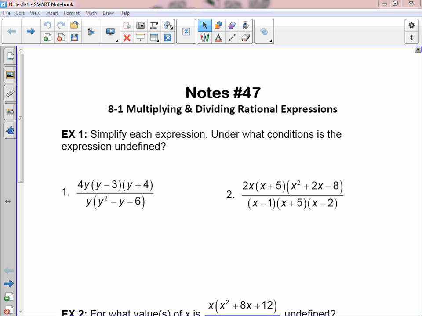Under what conditions is the expression undefined? Like what number could I put in there and that denominator would be 0? Because you know you can't divide by 0. Why can't we divide by 0? Let's think about this for a minute.